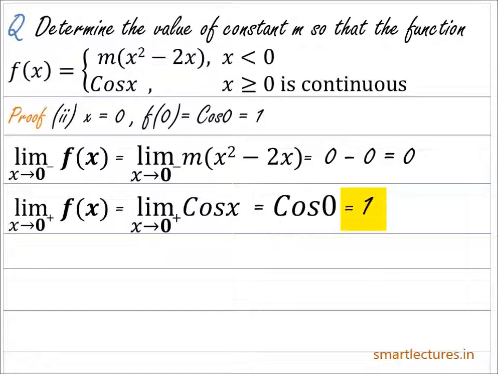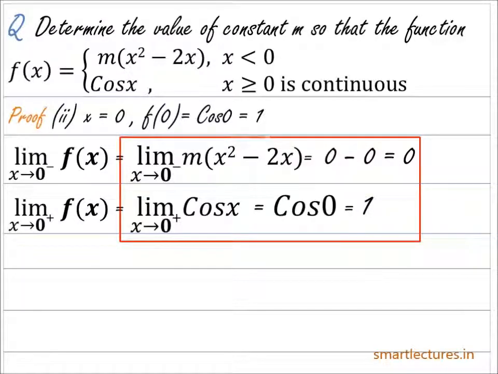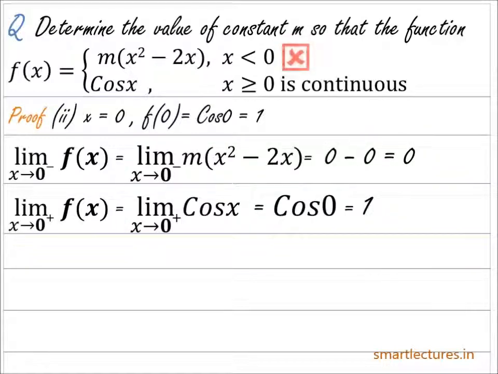So here you can see the left hand limit is equal to 0 and the right hand limit is equal to 1. So that means the left hand limit and right hand limit are not equal for any value of m. So that means this function cannot be made continuous for any value of m. Or in other words, we can also say there is no value of m for which the given function f of x is a continuous function.